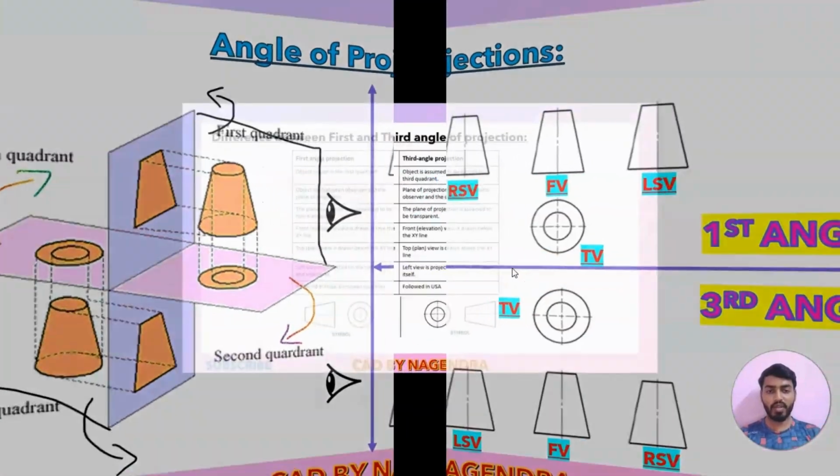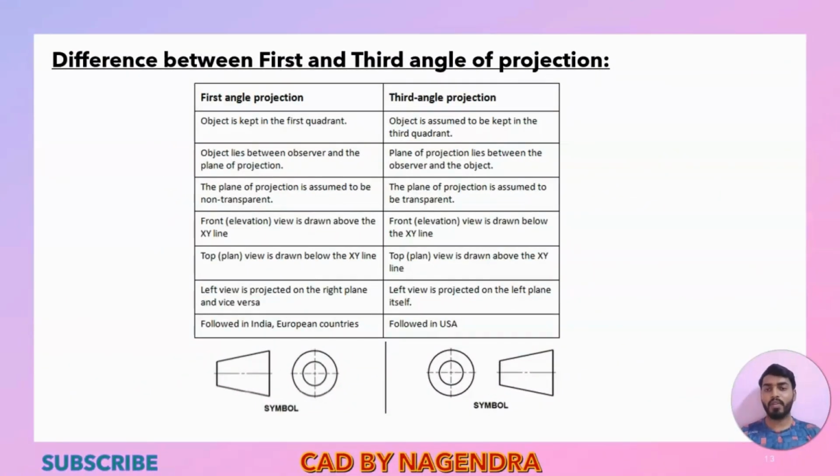Same thing, you can see here in theoretical form. The object is placed in the first quadrant, here it is in the third quadrant. Then the object lies between the observer and the plane of projection, here the plane of projection lies between the object and the observer. Same as we have discussed before, everything is specified here in theoretical format. So if you want, you can take a screenshot, or you can pause the video and note down this entire thing.